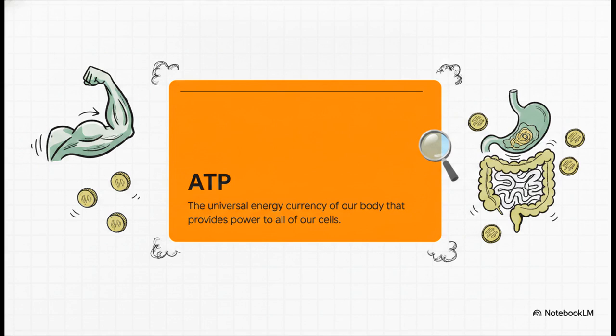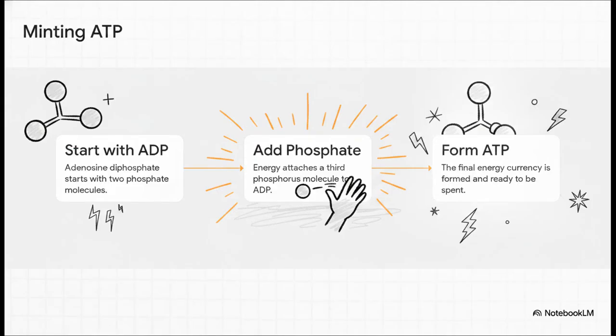You can really think of ATP as the universal energy currency for literally every single biological transaction in your body. Want to move a muscle? You gotta pay some ATP. Need to digest your lunch? Pay some ATP. And your body is basically a mint. It prints this currency right on demand.